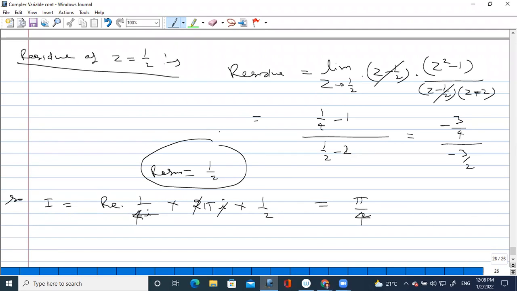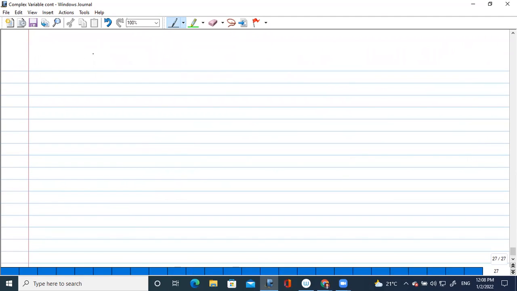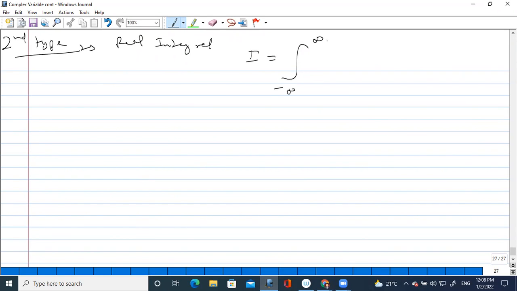Okay. So now this type of question will also be there in the exam. Now I will use one more type. Second type we can take. These are also real integrals, minus infinity to infinity f(x) dx. Like integral. So integral of this type, because these are in the real space.